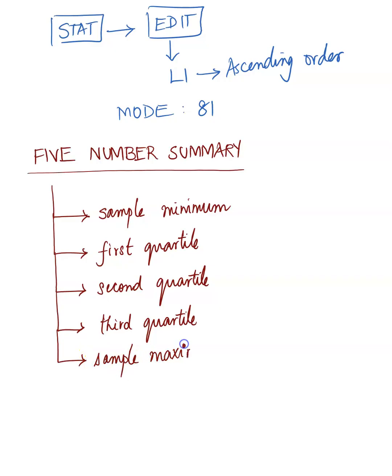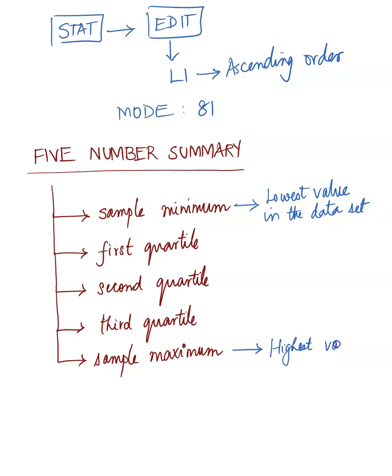Okay. So sample minimum, let's go to that. These are in your data set, right? This is the lowest value in the data set. And sample maximum would be the highest value in the data set. So in between we have something called quartiles, right? So you have a clue right there.